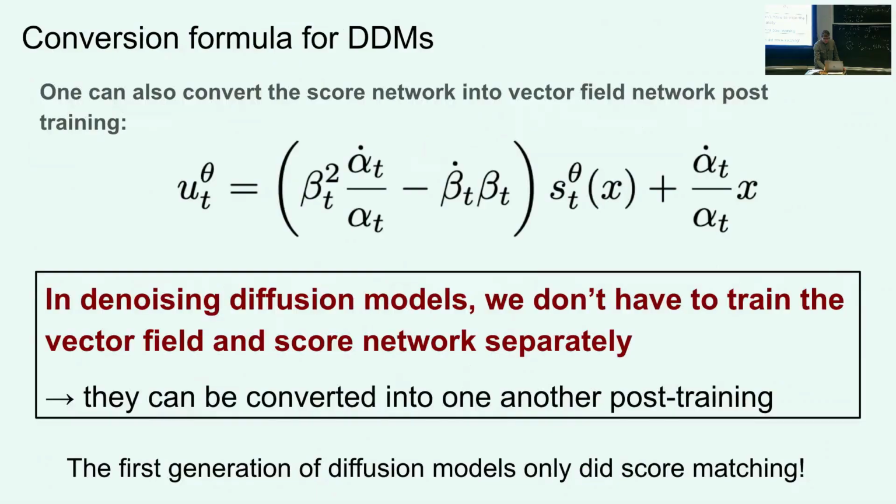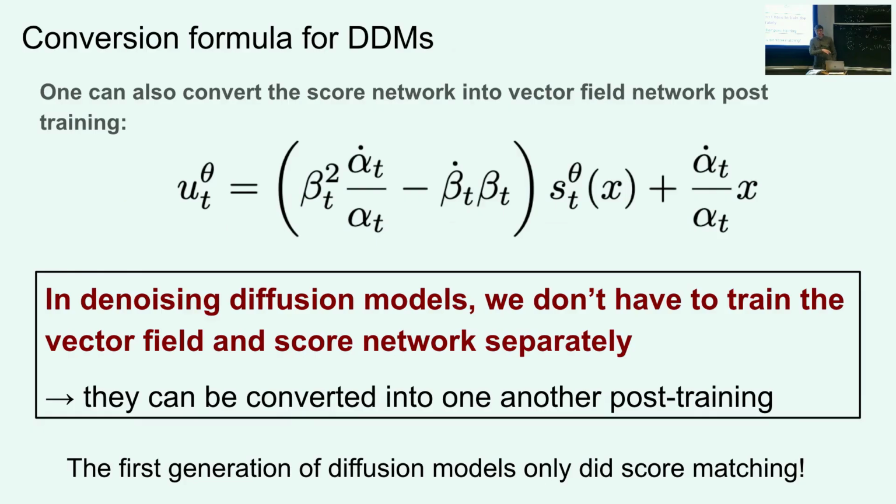What does this imply? It implies that we can convert post-training the marginal vector field into the score network and the other way around. And you're going to do this in lab. So we're going to do both flow matching and score matching, but you'll later realize they're actually the same for this specific case. Not in general, but for the specific simple case, they're the same. So in denoising diffusion models, which is this example, we don't have to train the vector field and the score network separately. They can be converted into one another post-training.